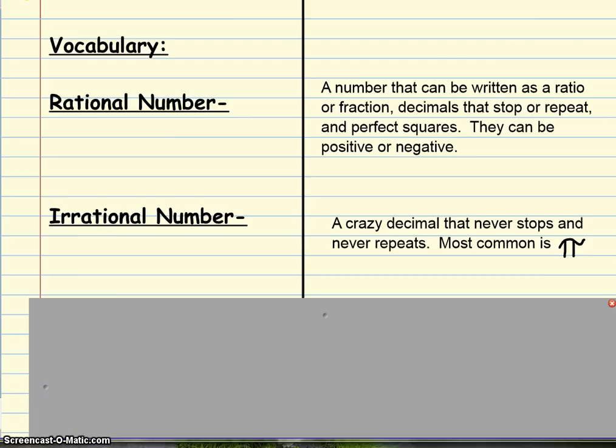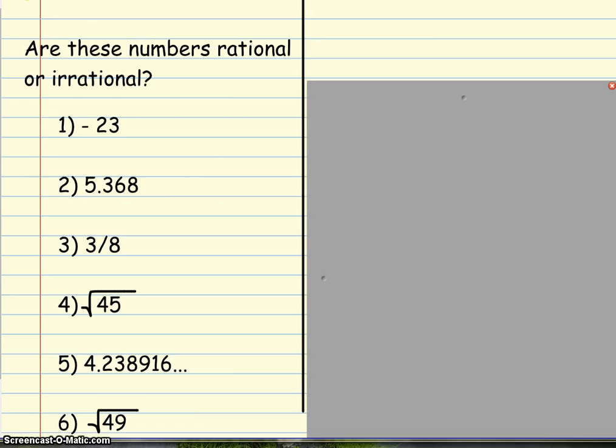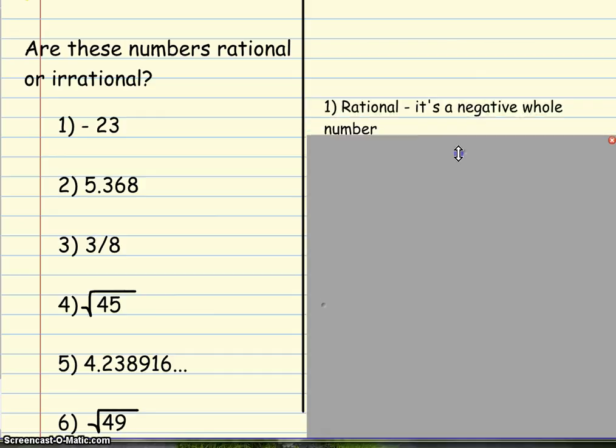All right, back to our notes. Let's do some examples. So on the left-hand side, here are our problems. You want to copy them down. It says, are these numbers rational or irrational? Well, let's start with number one. We've got negative 23. Negative 23 is a whole number. It is negative. It's not a crazy decimal, so this number is rational.